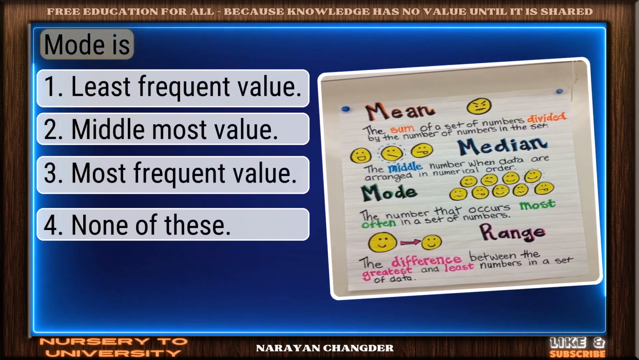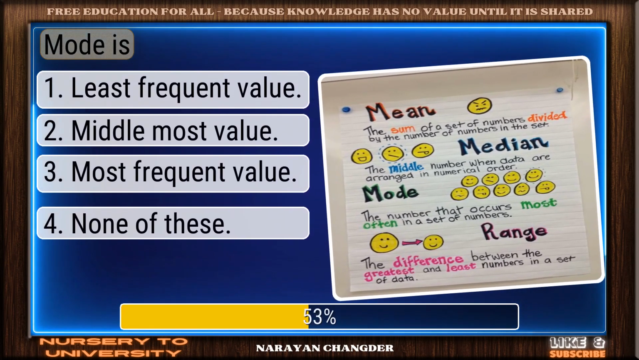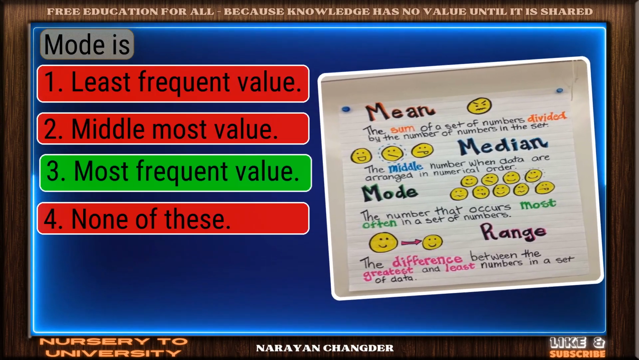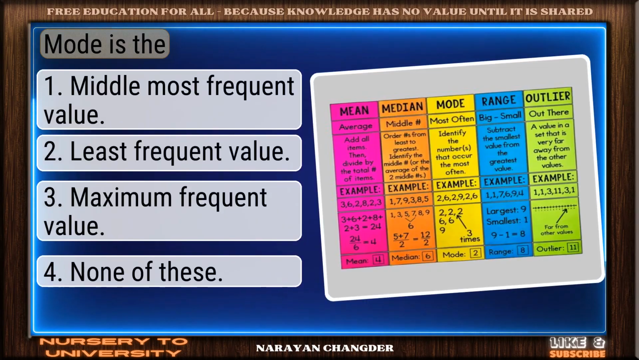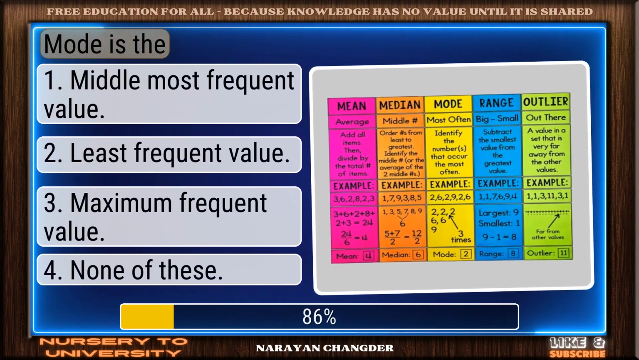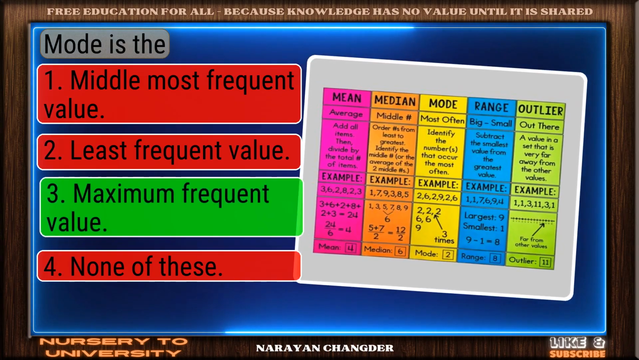Can you solve all these Class 10 Maths Chapter 14 Statistics questions? Mode is... correct. Most frequent value is spot on. Mode is the... perfect. Maximum frequent value is the 1.